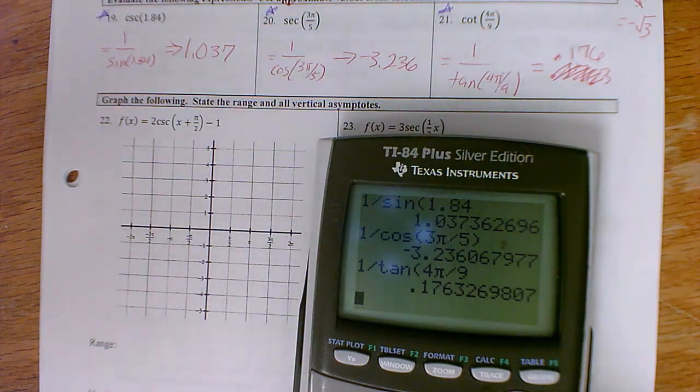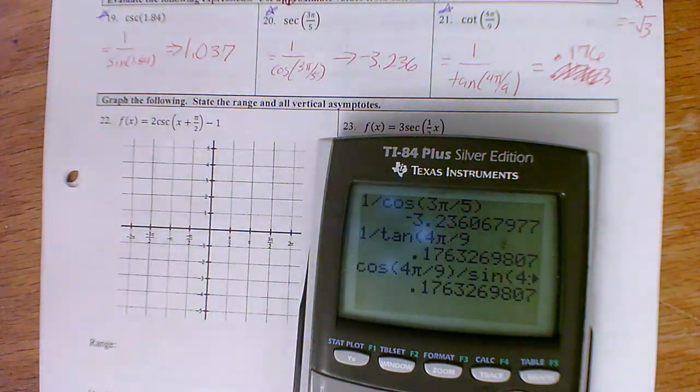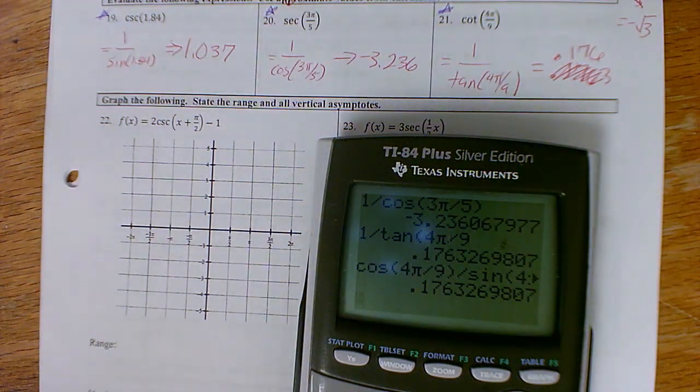Also, you could have done this as the cosine of 4 pi divided by 9, divided by the sine of 4 pi divided by 9. Please be the same answer. And you get the same answer. So you can still do cosine over sine. But anyways, there's through 21.